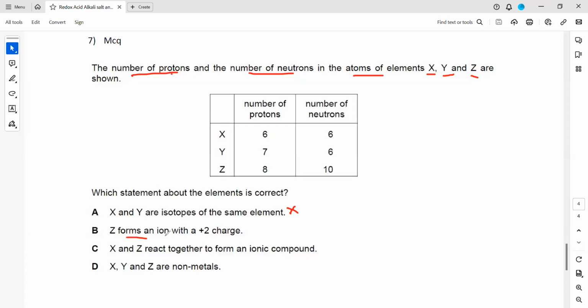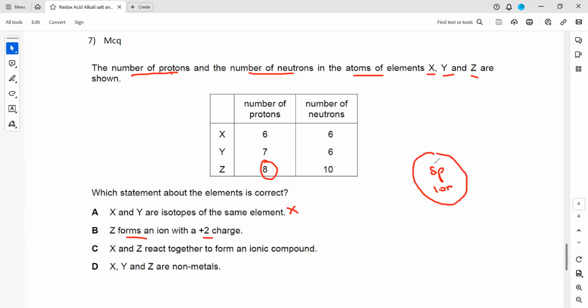Z forms an ion with +2. How can we work out if that is true, given that there are 8 protons? What is the configuration of 8 protons, and how will they be arranged? There are 8 protons in the nucleus and 10 neutrons.